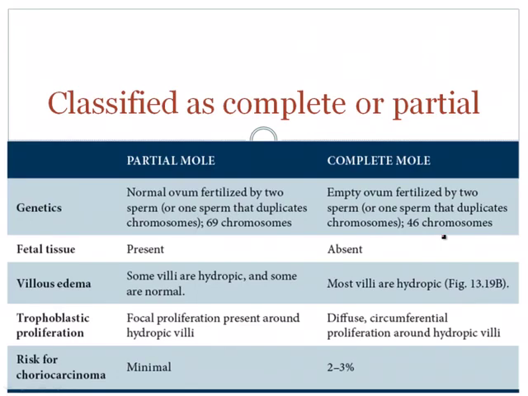Now let's read together from the chart in your book. So what do I say here? A complete mole is an empty egg fertilized by 2 sperm, giving you 46 chromosomes.